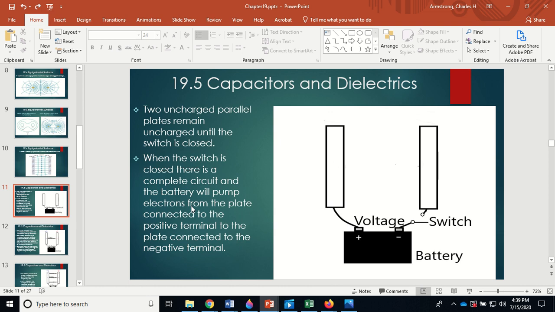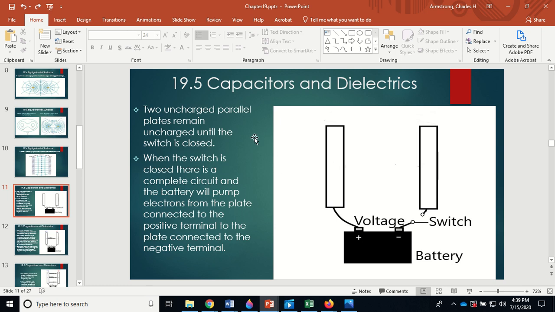Okay, now for capacitors. Let's say we're going to hook a capacitor up to a battery. 2 uncharged parallel plates remain uncharged until the switch is closed. So right now we've got what we call an open switch. There's the switch right there. When we close it, boom, now these 2 are connected through this battery.